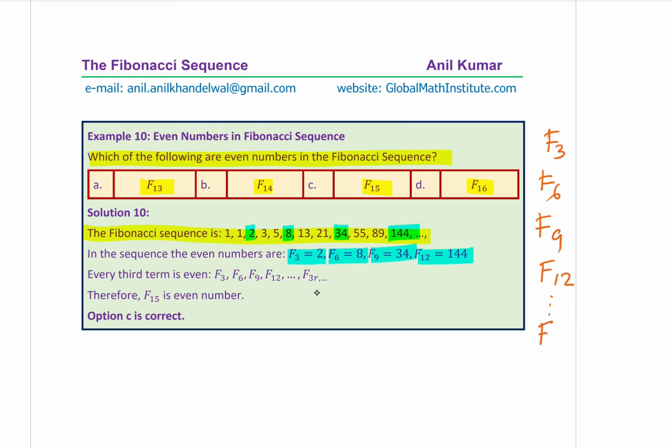Clearly the next should be F15, right? So what we see is that the even numbers are at positions that are multiples of 3, right?